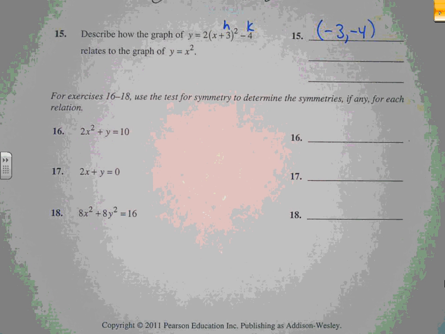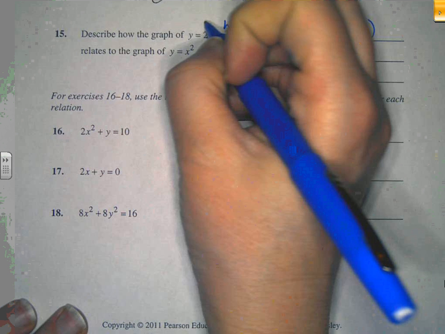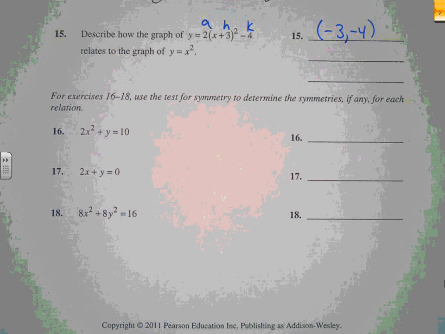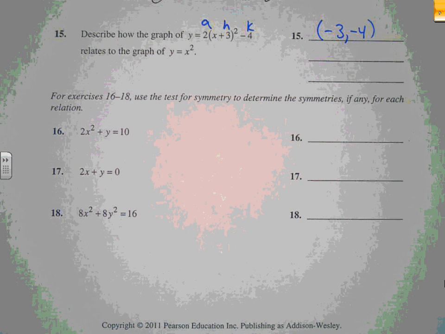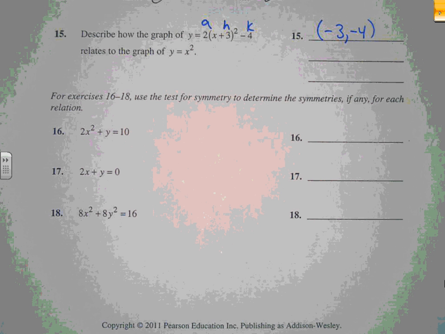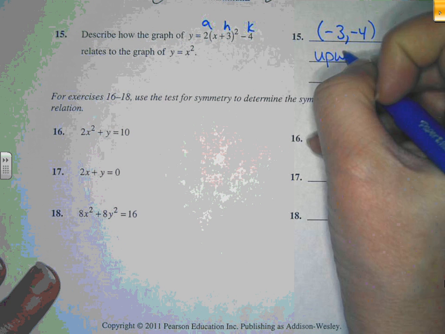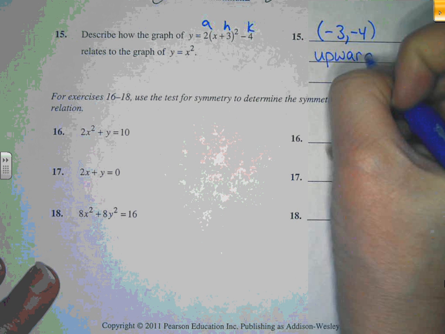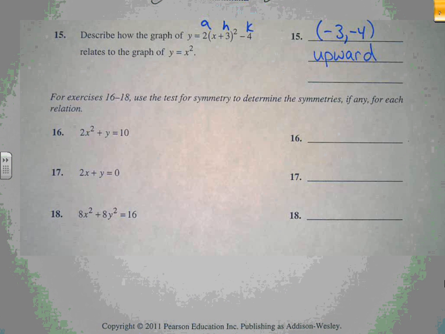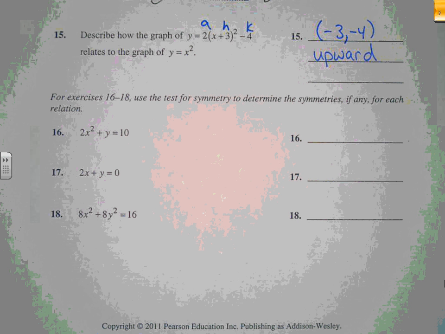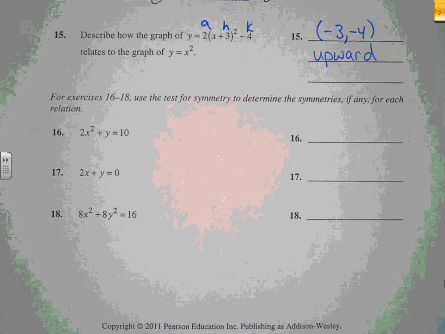The A is 2. That tells us two things. Positive, so what does that mean about the graph? Up. Yes, so it points upward. And then it tells us the width, and it's 2, so it's narrow.